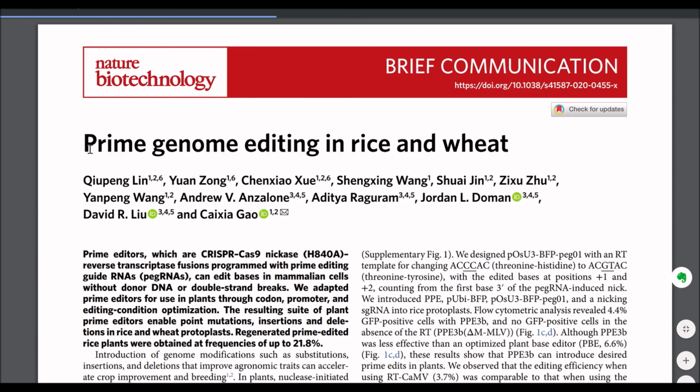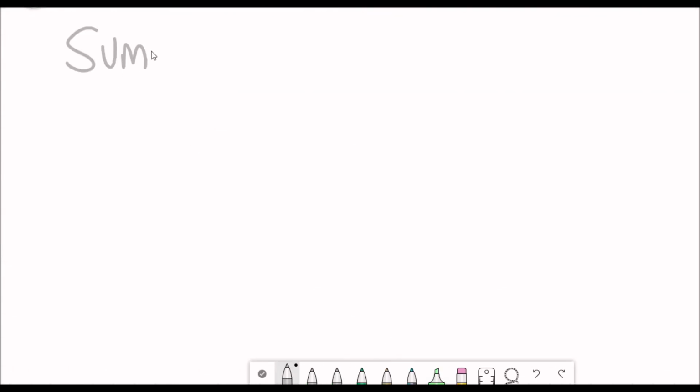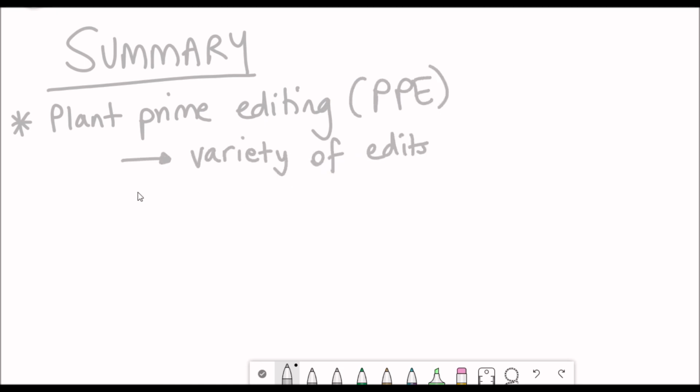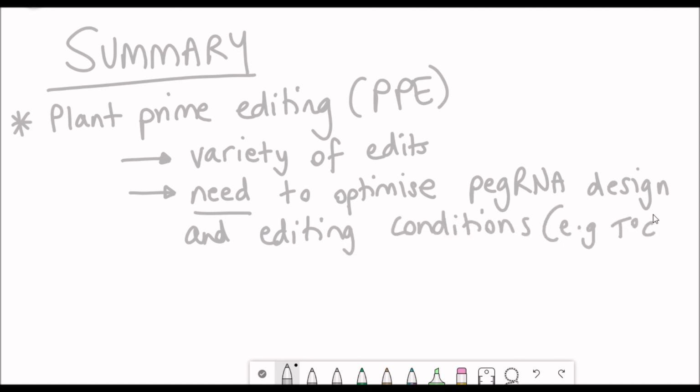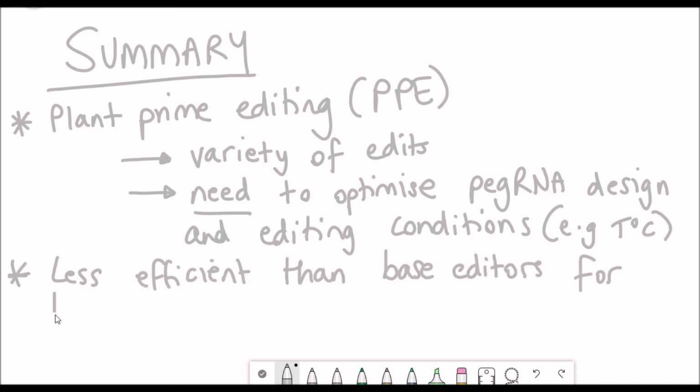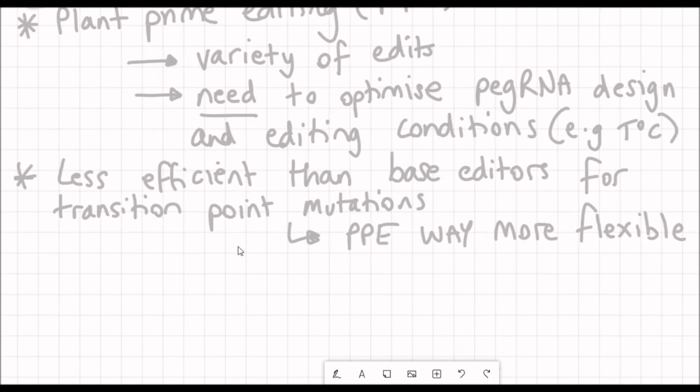So just before the video finishes, we'll do a quick roundup of the key take-home messages of this publication. So the main aim of this publication was to achieve prime editing and adapt it to be able to use it in plants. And they did this by testing a variety of different types of editing. And to do this, they had to optimize the system, not only by the guide RNA design, but also the editing conditions, as we discussed with temperature. So plant prime editing was able to achieve a variety of different types of edits. However, it was slightly less efficient than the current base editors for transition point mutations. But again, you have to remember that prime editing is a lot more flexible.